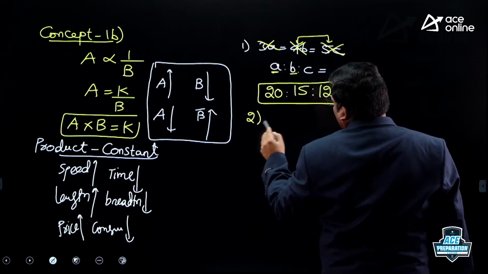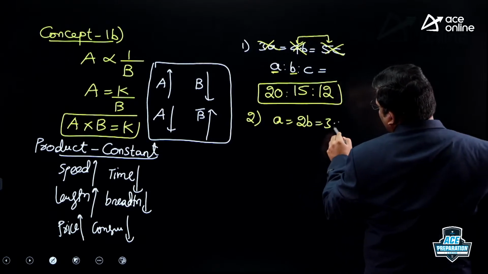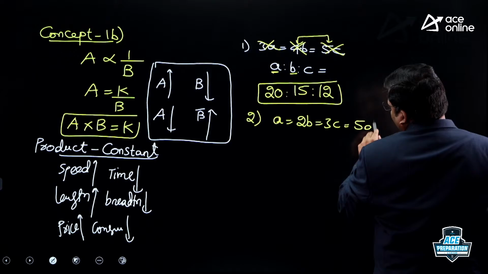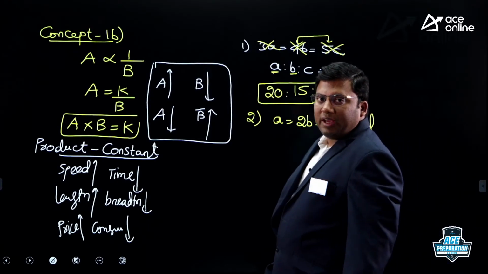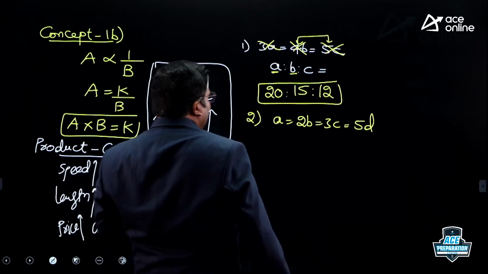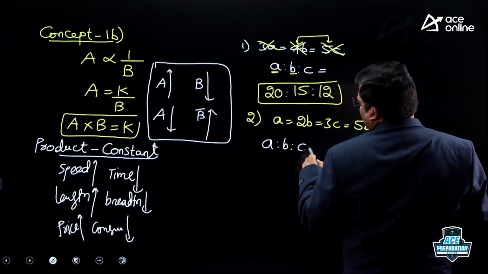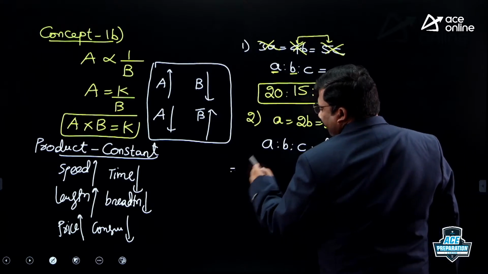Second one, A equivalent to 2B equivalent to 3C equivalent to 5D. Find A is to B is to C is to D.